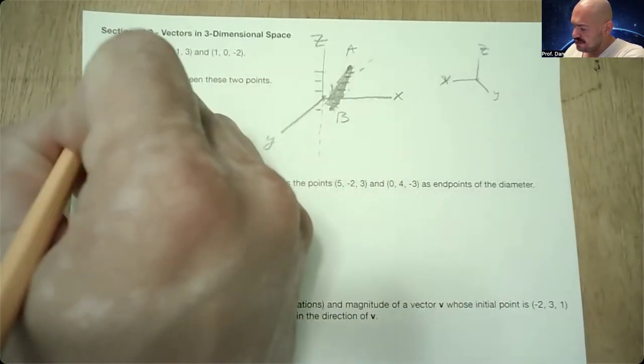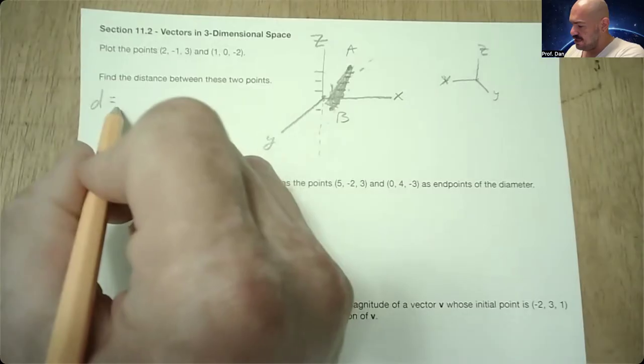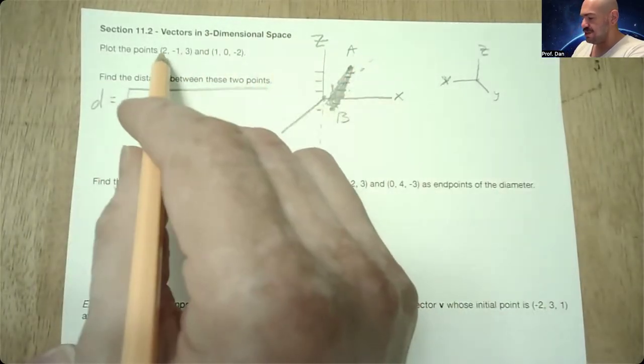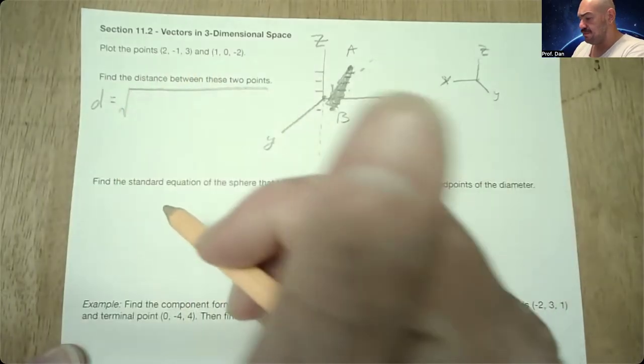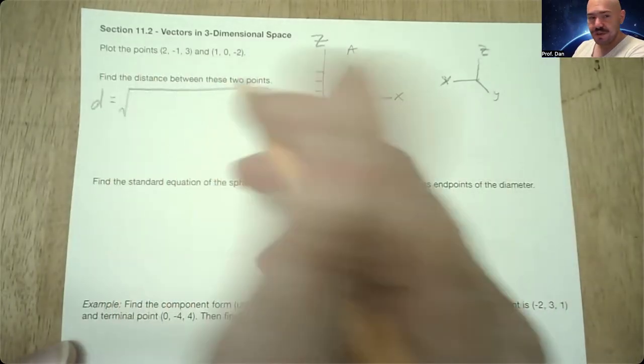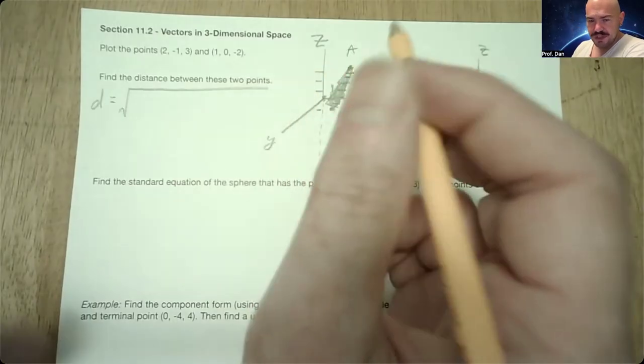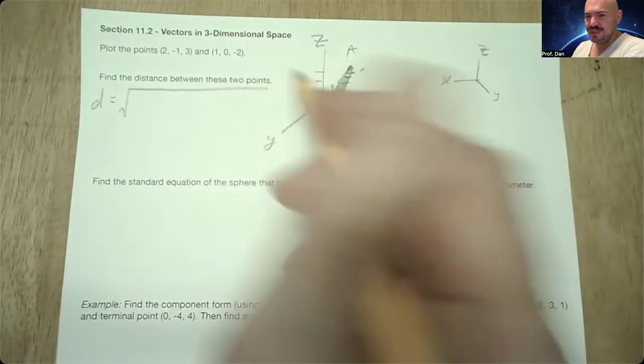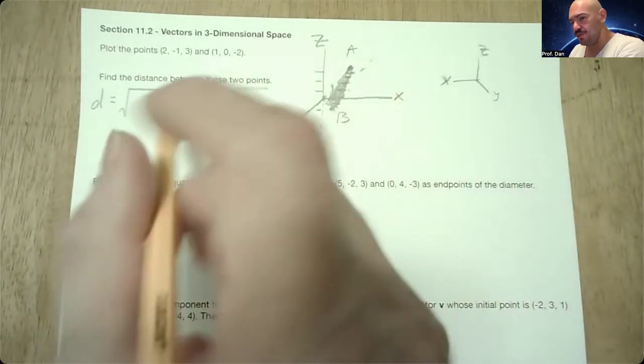So distance is going to be the square root of, if you remember, for 2 dimensions, all we did was the change in x squared plus the change in y squared. Well, now that we have this third dimension, guess what? We just need to do the change in z squared. Yep, we're just adding another term underneath the square root.